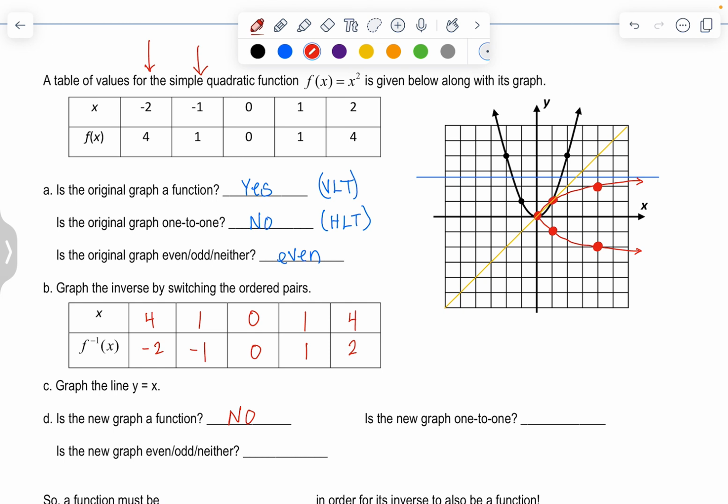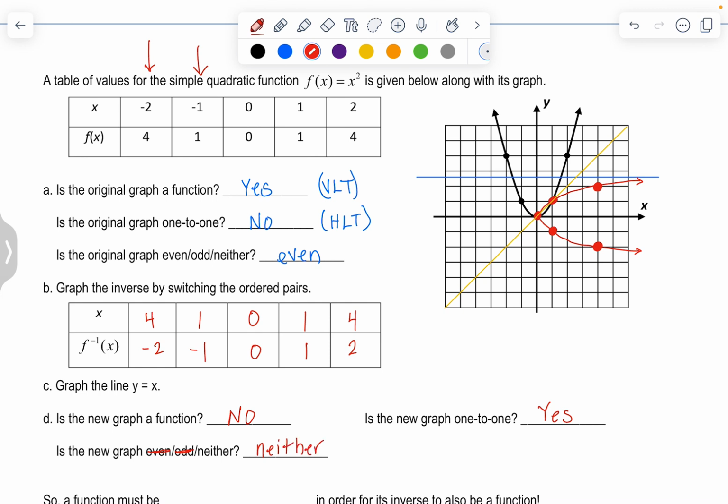Is the new graph one to one? Yes. The red graph passes the horizontal line test. And is the new graph even? No, because it's not reflecting over the y-axis. Is it odd? No, because it is not symmetric around the origin, so it is neither.